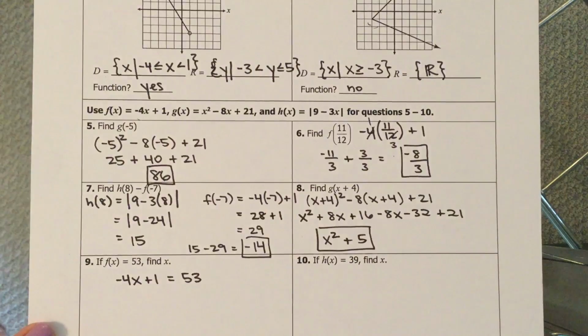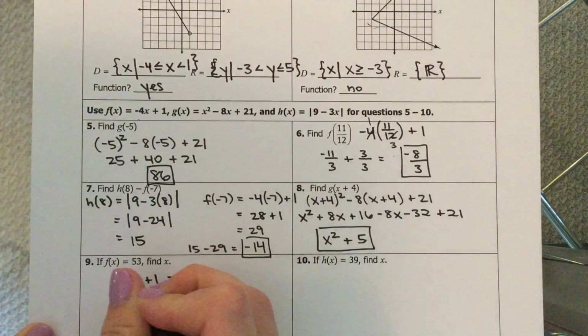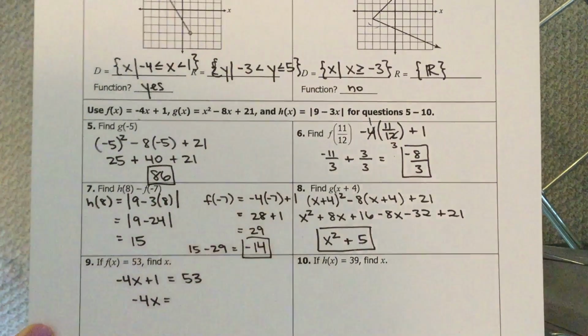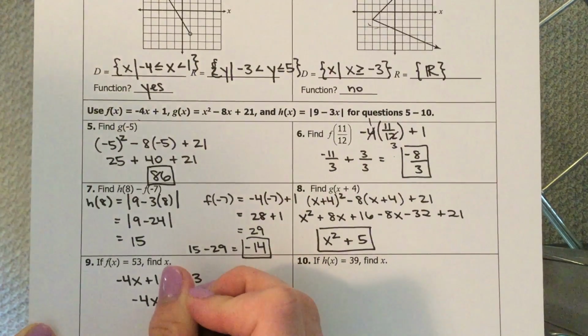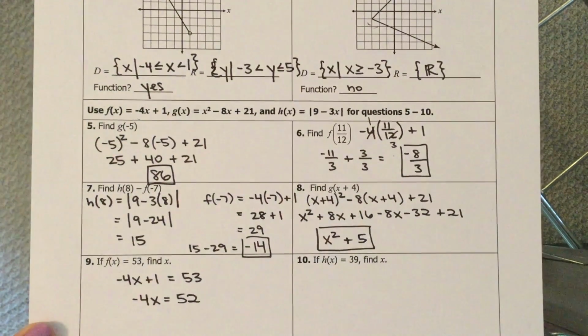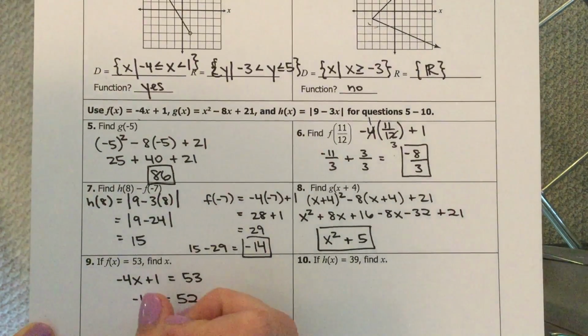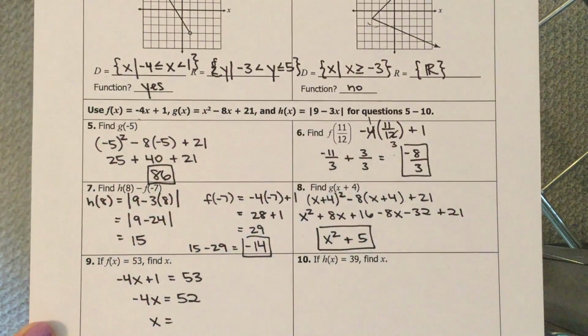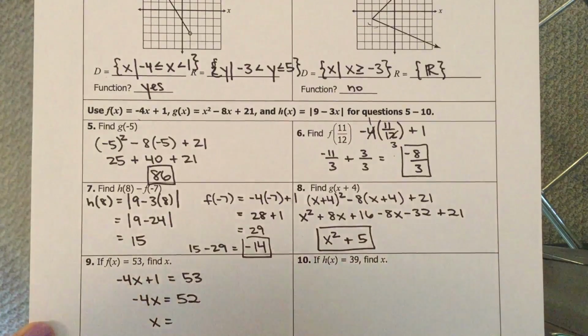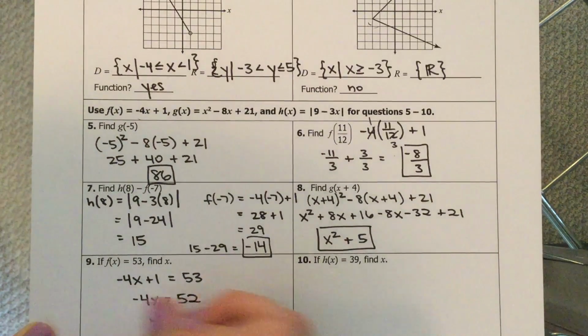All right, so we would subtract the 1 from both sides. So when I subtract the 1 here, it disappears. When I subtract 1 from 53, I get 52. And then I would just divide both sides of the equation by -4. So here it's just x, and then 52 divided by -4 ends up being -13.